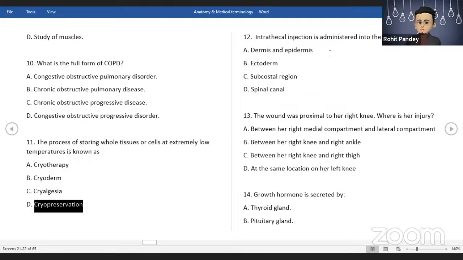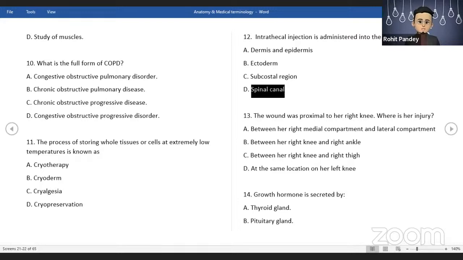Intrathecal injection is administered into the: A, dermis and epidermis; B, ectoderm; C, subcostal region; D, spinal canal. So the answer is D, spinal canal.